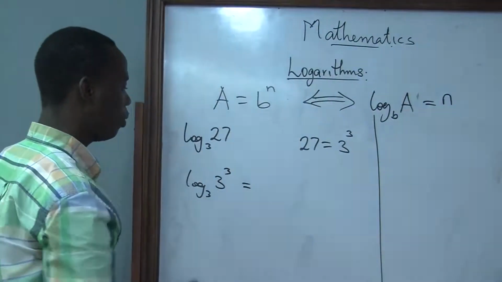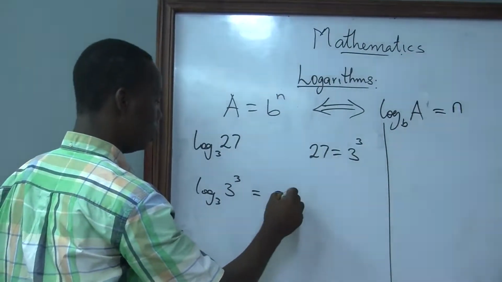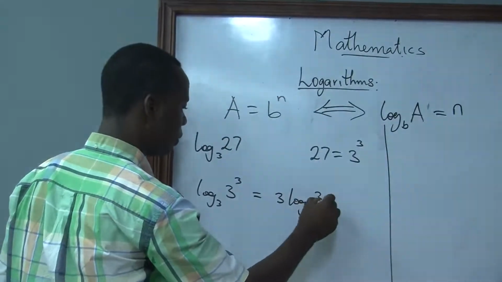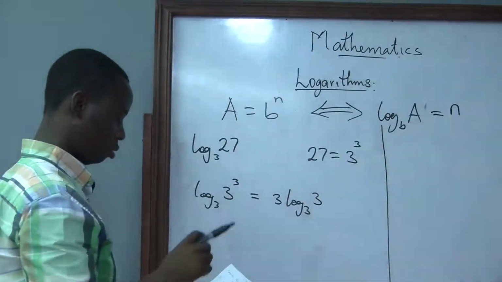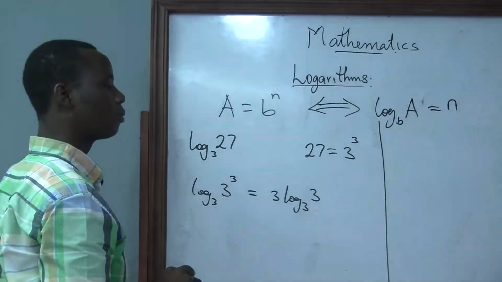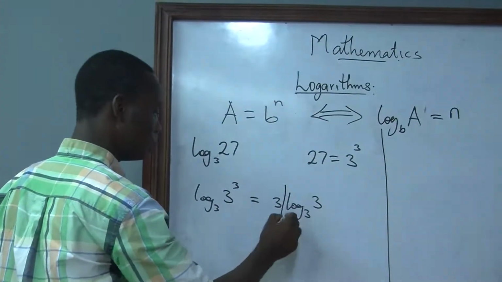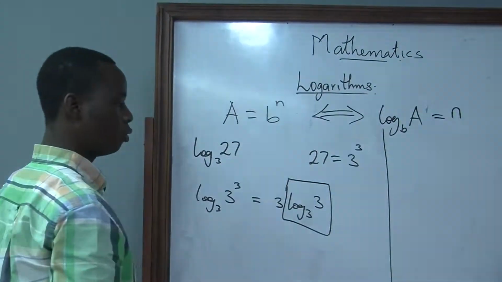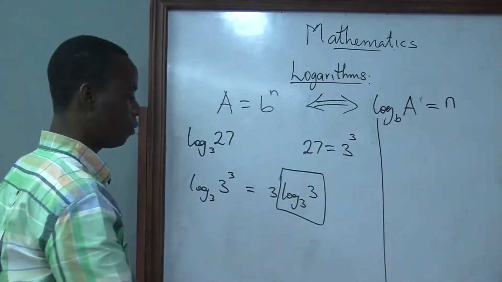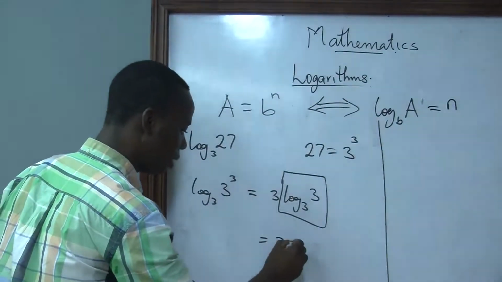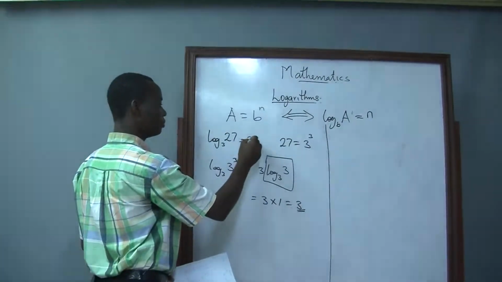And this will equal 3 log 3 in base 3 according to law number 3. And according to law number 4, log a in base a equals 1. So what we have there will be 3 times 1, which equals 3. This also equals 3.